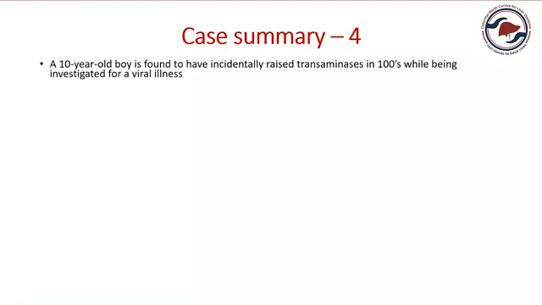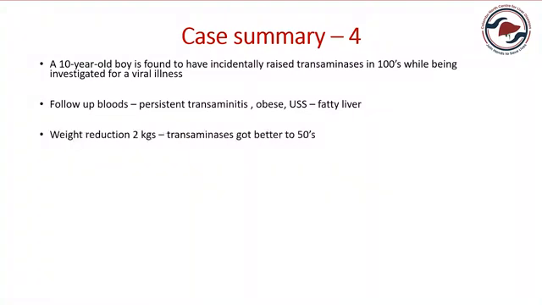Last case summary. A 10-year-old boy was found to have incidentally raised transaminases, in hundreds, while being investigated for a viral illness. Follow-up bloods showed persistent transaminitis. The child is obese and ultrasound scan showed fatty liver. The child was very good and was able to reduce weight by 2 kilograms. Transaminases got better to 50s. Everything is moving in the right direction.